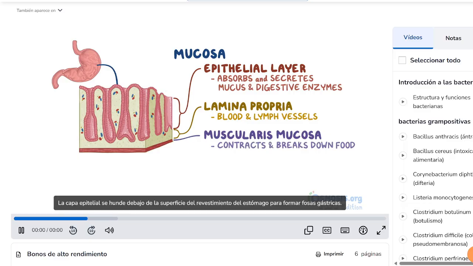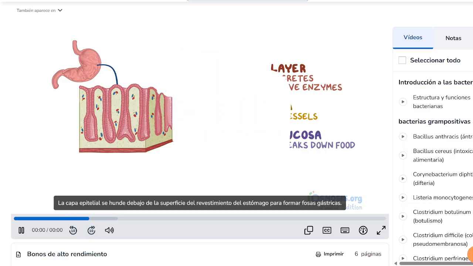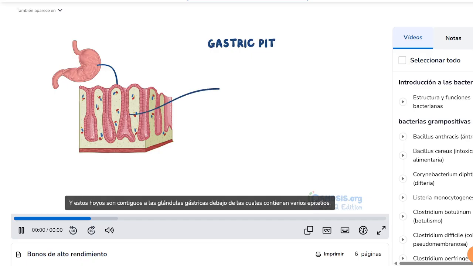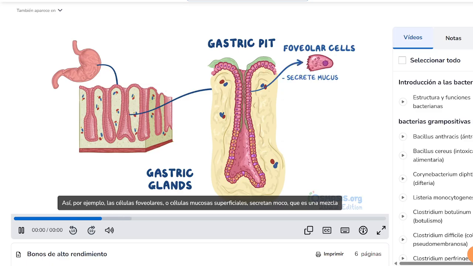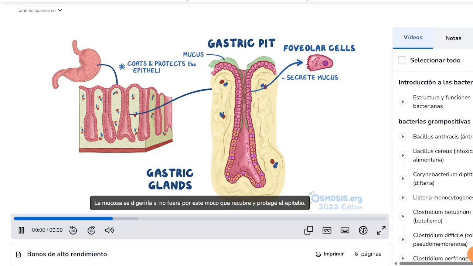The epithelial layer dips down below the surface of the stomach lining to form gastric pits, and these pits are contiguous with the gastric glands below, which contain various epithelial cell types, each secreting a variety of substances. So, for example, foveolar cells, or surface mucus cells, secrete mucus, which is a mix of water and glycoproteins that coats the stomach epithelial cells. With all these digestive enzymes and hydrochloric acid floating around, the stomach and duodenal mucosa would get digested if not for this mucus, which coats and protects the epithelial cells.